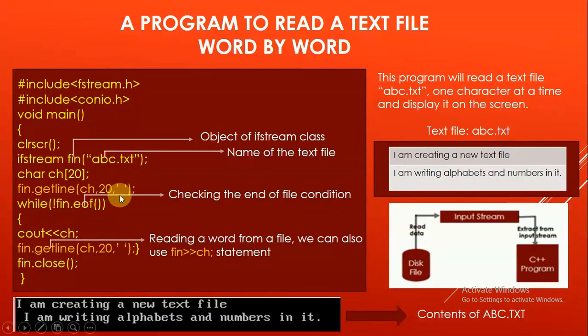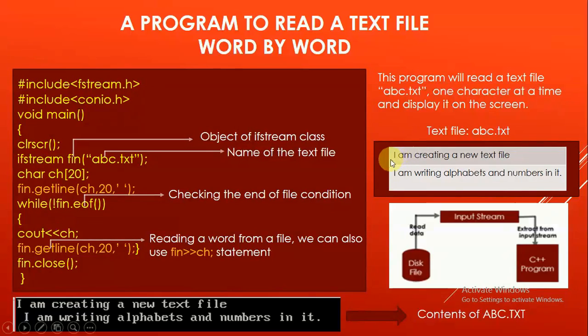It will read when the space is encountered, and it will store it in ch. And I am using the loop while not fin.eof. I am checking the end of file condition. And then I am displaying the word, whatever I have read in this statement, it will be displayed on the screen. And then I am using one more read statement, and this loop will continue till end of file is reached. You can see here, this is my file abc.txt which has already been created.